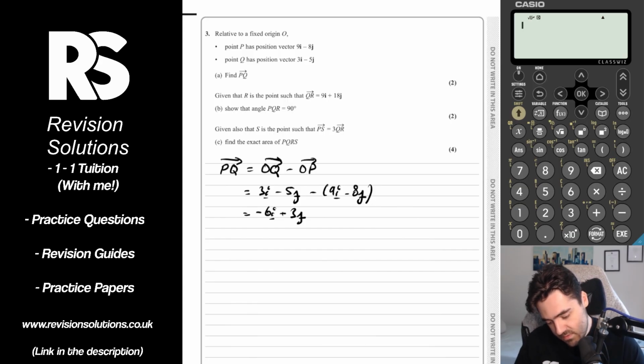Right, then the next bit says, given that R is the point such that QR equals 9i plus 18j, show that PQR is 90 degrees. So personally, I would prefer to visualize this now to understand the problem a bit better.